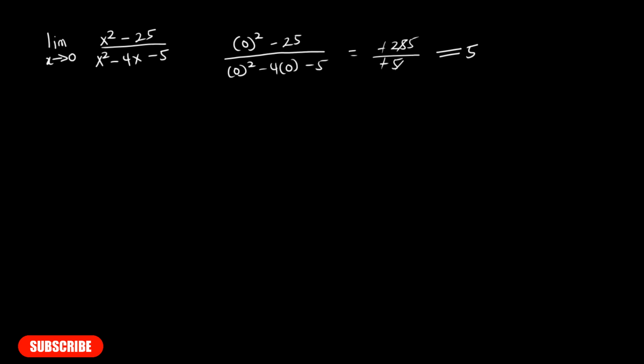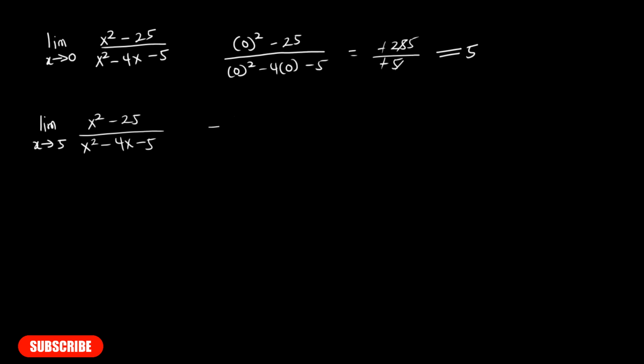Let's look at another situation. You have the limit as x approaches 5 for the function x squared minus 25, divided by x squared minus 4x minus 5. It's that same function, but we are approaching a different value, which is 5 here. So let's try direct substitution for this function also.